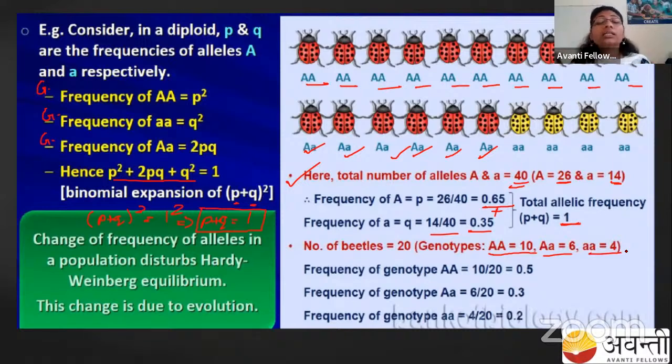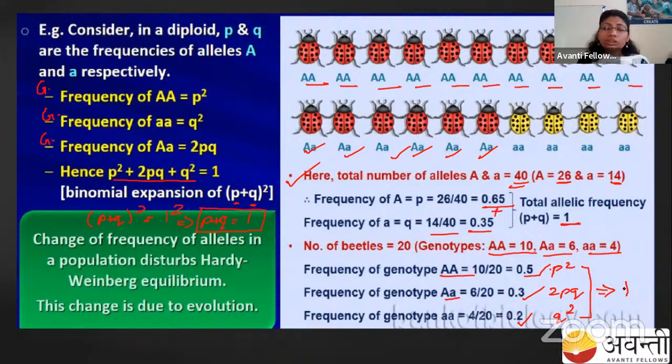Now we have to find the frequency of these. The frequency of homozygous dominant is 0.5, that is 10 upon 20, because we have 20 individuals in total, out of which 10 have the homozygous dominant genotype. The 6 heterozygous individuals out of 20 give a genotypic frequency of 0.3. For the homozygous recessive, we have 0.2. So p square is 0.5, 2pq is 0.3 and q square is 0.2. If we sum all three, we again get 1.